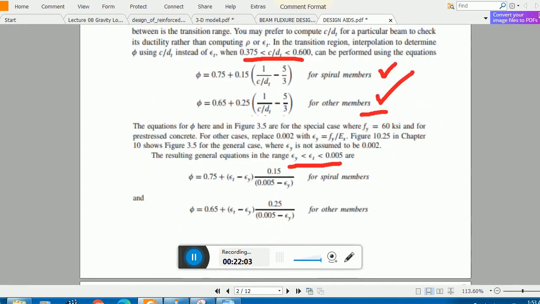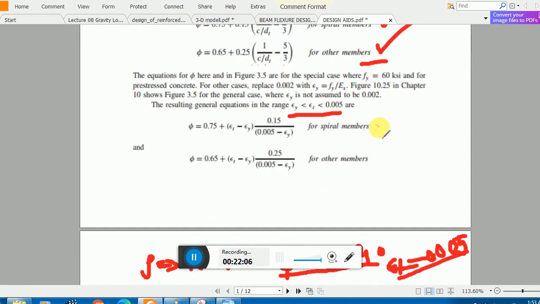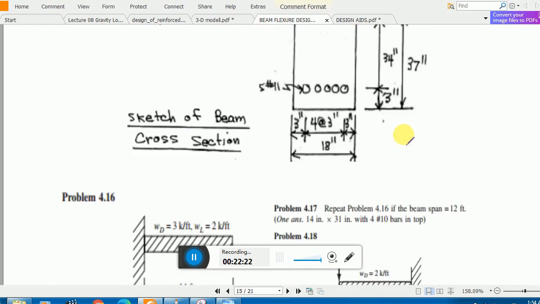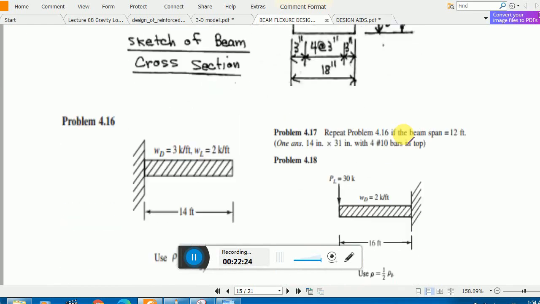Where is that formula? This one. This is a general formula. This is for a spiral, but this one. Okay, here you have to calculate the phi value. And I already uploaded one lecture, the design of doubly reinforced beam, which is basically based on this equation. So I did the calculation for this. Okay, so please go to my channel and search the doubly reinforced beam section.